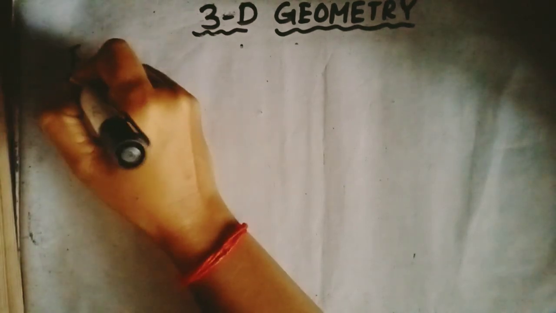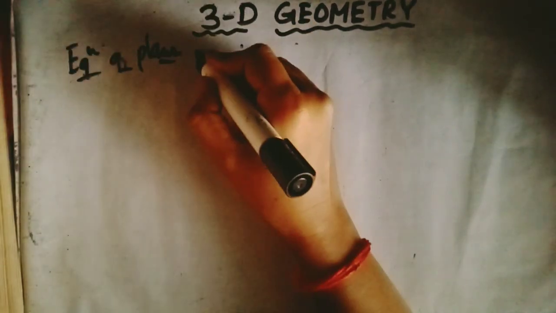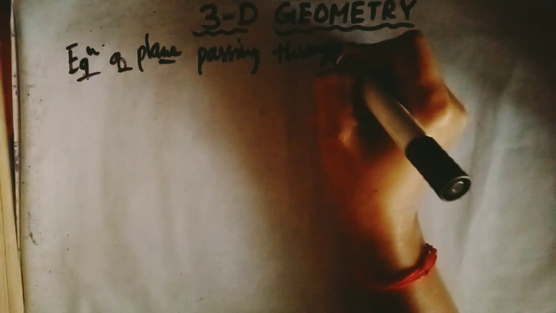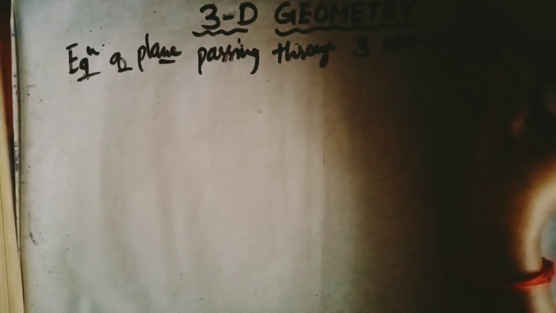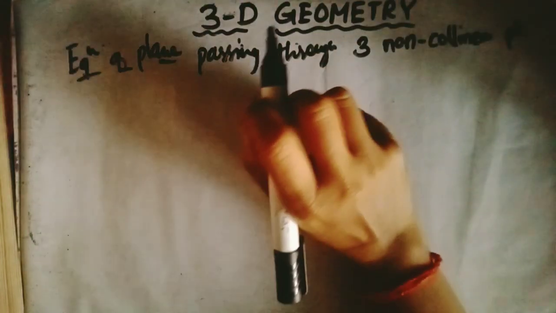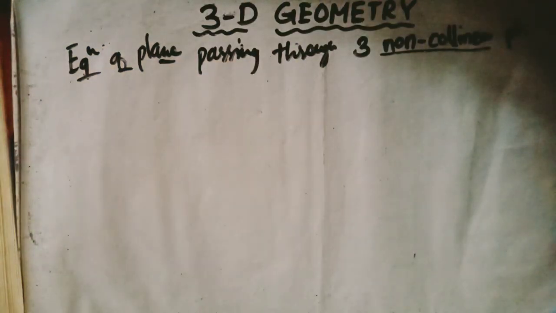Next subtopic is the equation of a plane passing through 3 non-collinear points. So here 3 non-collinear points are there. Collinear and non-collinear: collinear means the points are in a straight line. Non-collinear means the points are not in a straight line.